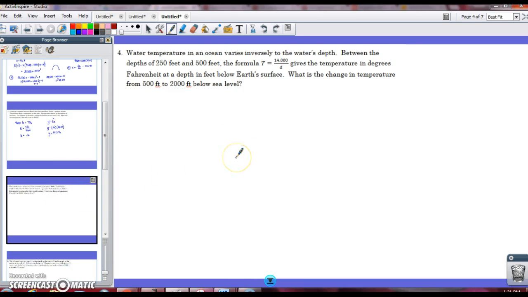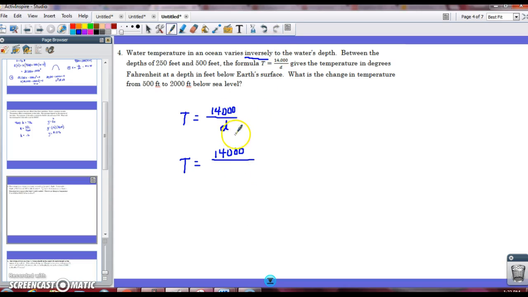Water temperature in an ocean varies inversely. So this one is telling you exactly what kind of variation it is, to the water's depth. Between the depths of 250 and 500 feet, the formula is given. So T is 14,000 over D, the depth. It says, what is the change in temperature from 500 feet to 2,000 feet below sea level? So all we're doing is finding this. Now in this particular problem, it gave you the formula. I probably wouldn't give you the formula on the test.